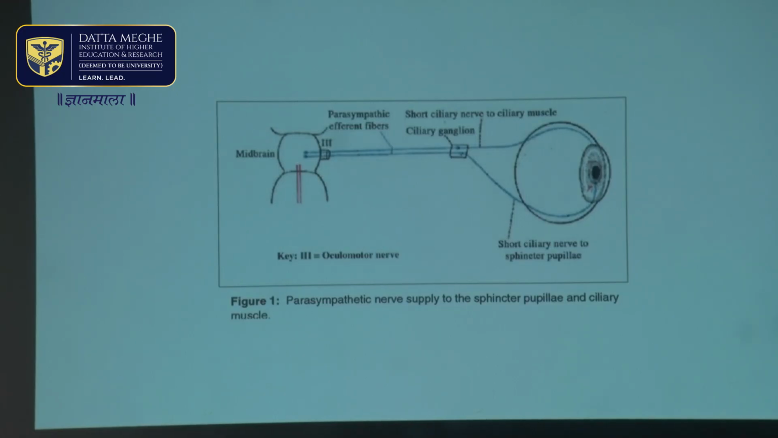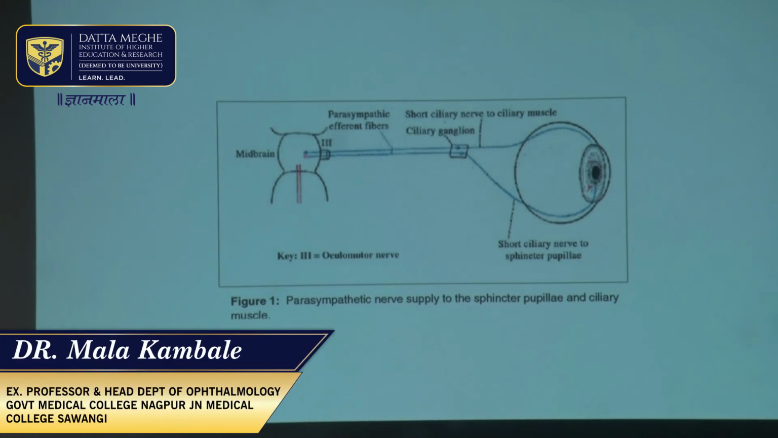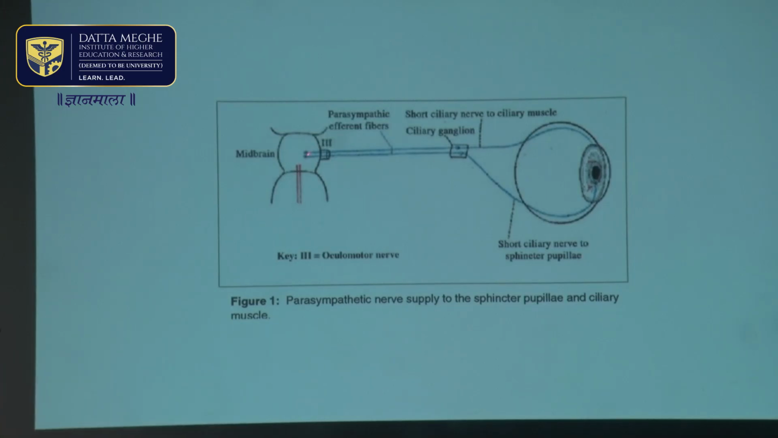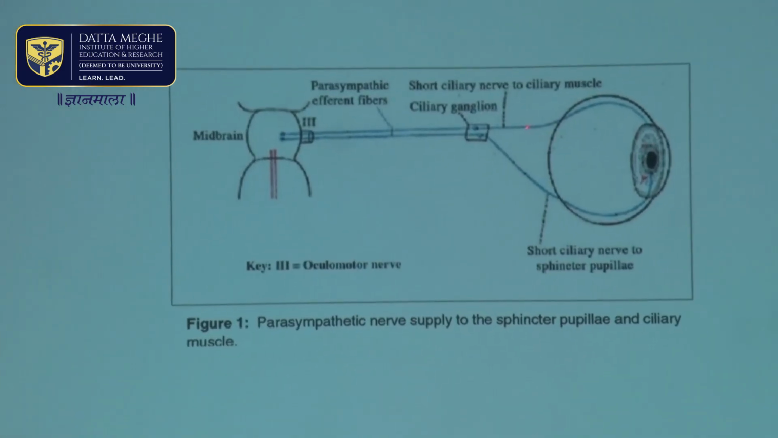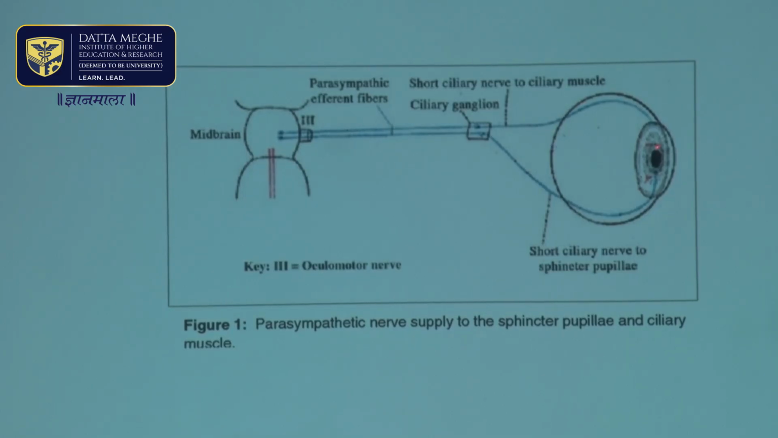So, this is the nerve supply here. You see this is the midbrain, where these are the nuclei of the third nerve, the oculomotor nerve. This is the efferent nerve going to the eye, and these are the parasympathetic efferent fibers going to the ciliary ganglion, making a synapse. The postganglionic nerve fiber starting from there, the short ciliary nerve, goes to supply the ciliary muscle. Another one, again postganglionic parasympathetic fibers starting from this synapse, goes toward the sphincter pupillae to supply the sphincter muscle.